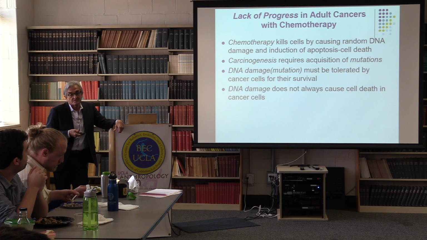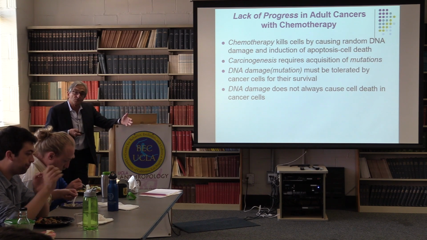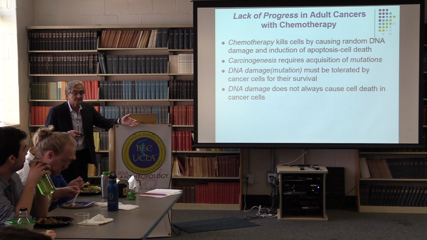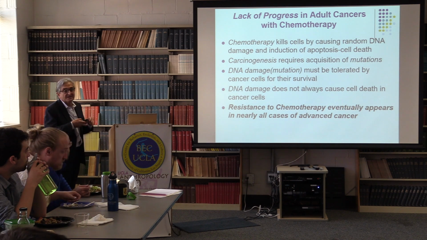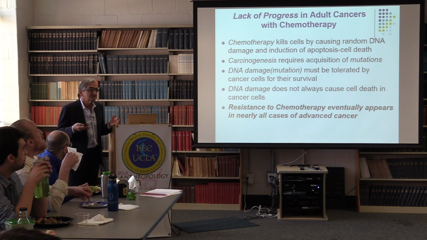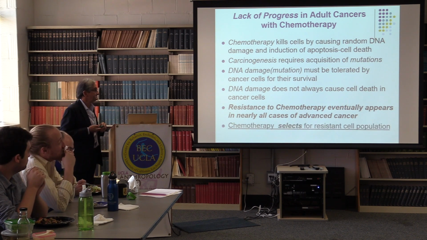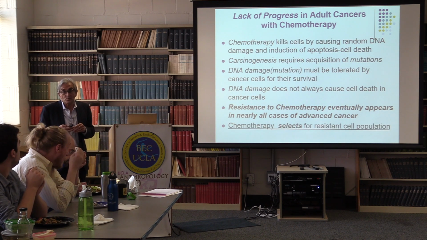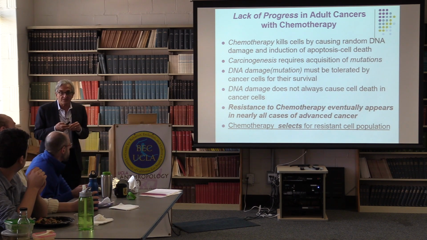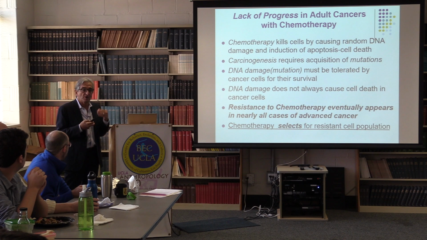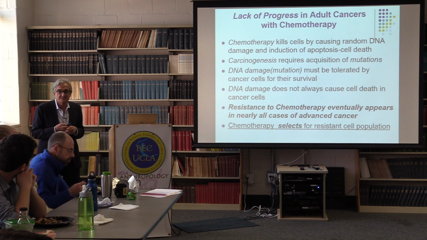And therefore, despite the toxicity of these drugs, the DNA-damaging therapies, they don't always kill cancer cells. In fact, resistance virtually always appears in nearly every case of advanced cancer, simply because of the sheer number of cells in that population. In fact, what we're actually doing, which many of my colleagues don't exactly realize, is applying a partial selective pressure and selecting for a truly resistant cell population.